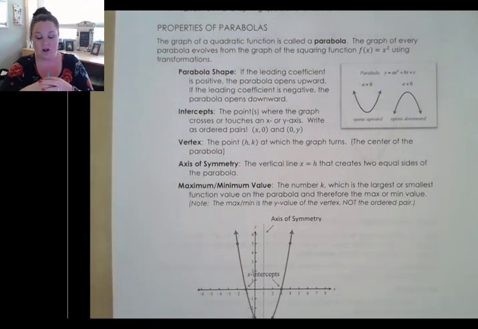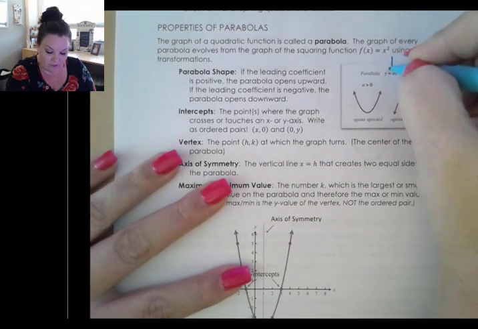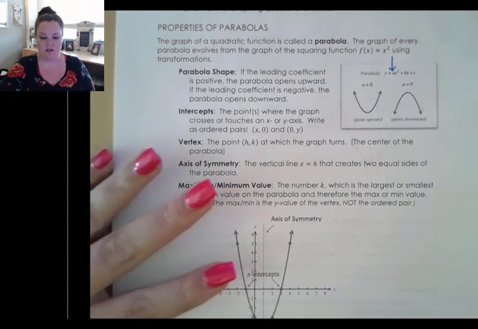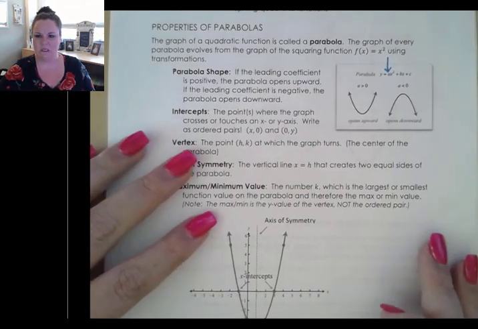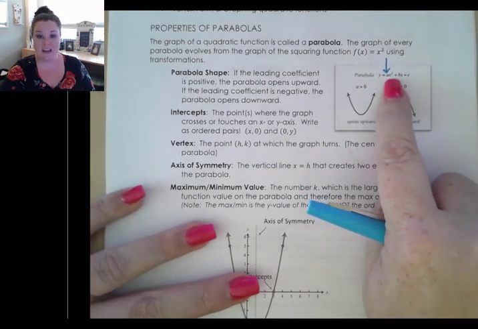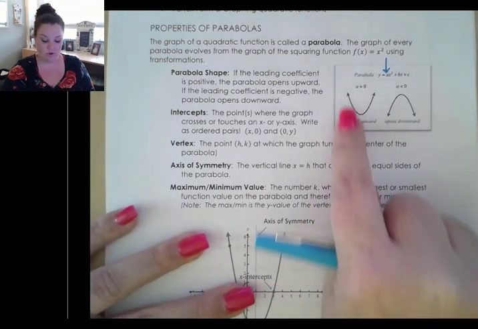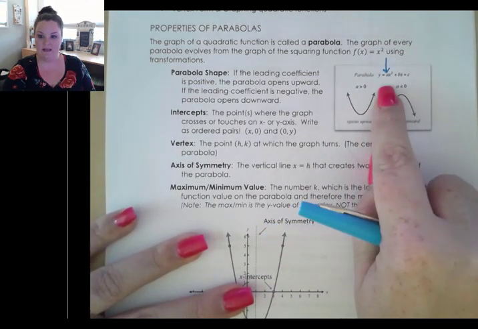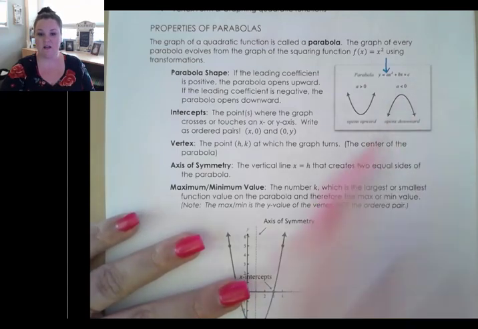Okay, first of all, we need to know if our parabola is going to be opening up or if our parabola is going to be opening down. And that is determined by the leading coefficient here. Our leading coefficient is whatever's in front of that x squared term. If we have a positive leading coefficient, then our parabola is going to open up. Okay, if our leading coefficient is negative, or less than 0, then it's going to open down.